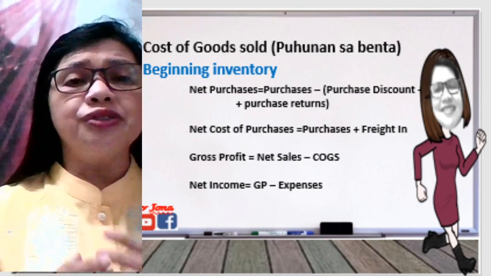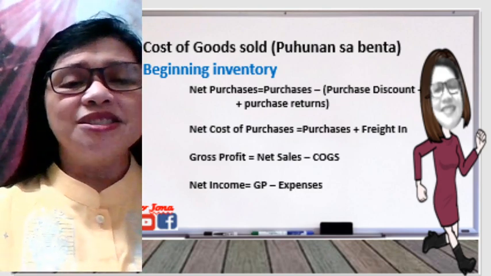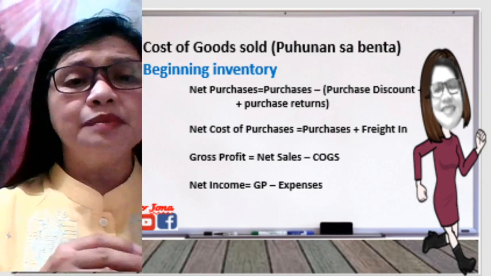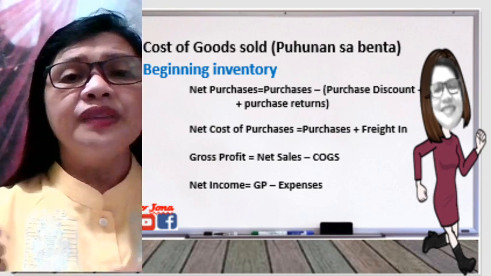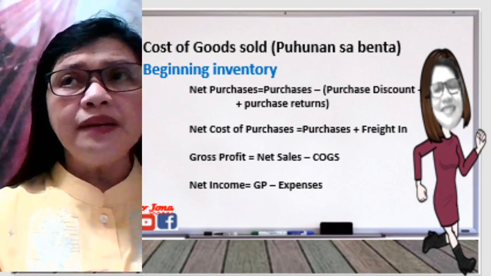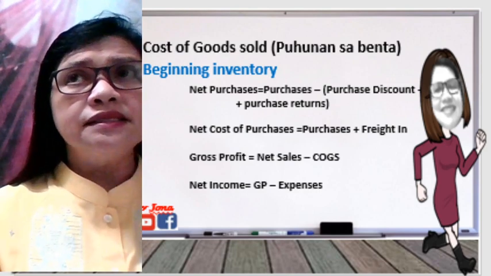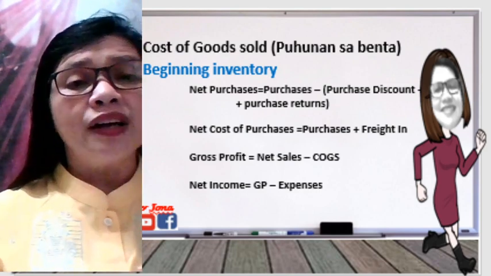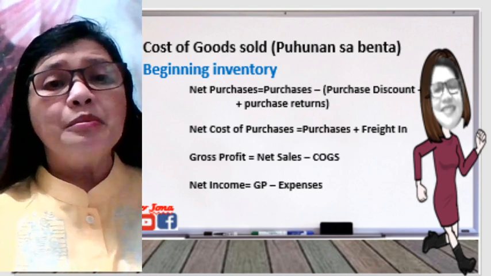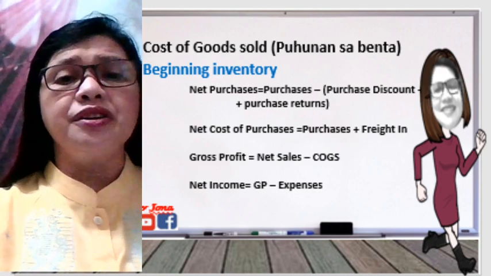The cost of goods sold, in Tagalog, we call it puhunan sa benta. So, this is the amount or the cost of the items that you have already sold. Then the beginning inventory is the amount of inventory at the beginning of the period. Normally, the amount at the end of the previous year's balance also becomes the beginning balance of the inventory at the following beginning period.